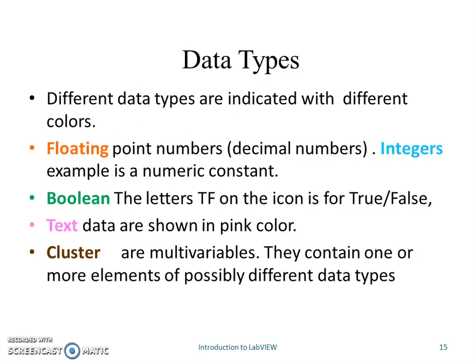Now the different data types are floating point numbers, in orange color, integers blue, boolean green, and text in pink. One more data type, a new data type, that is cluster, which is multivariable. They contain one or more elements of different data types. The difference from an array is that an array is a collection of data of the same data type, but I can have different data types in a cluster.